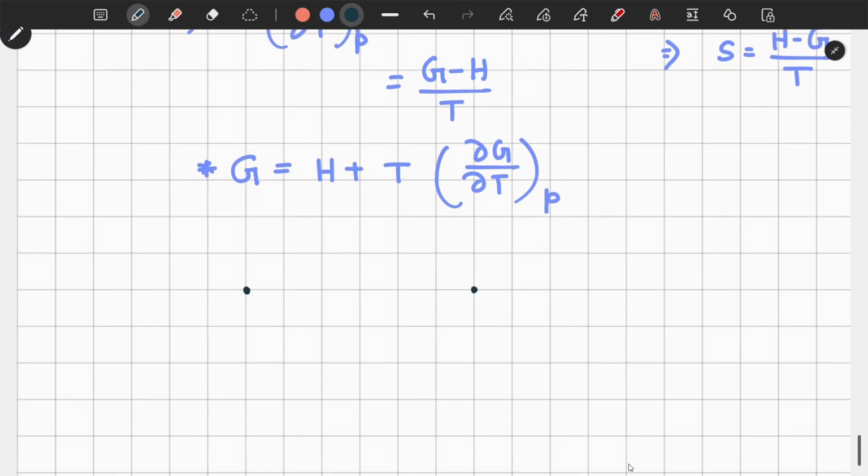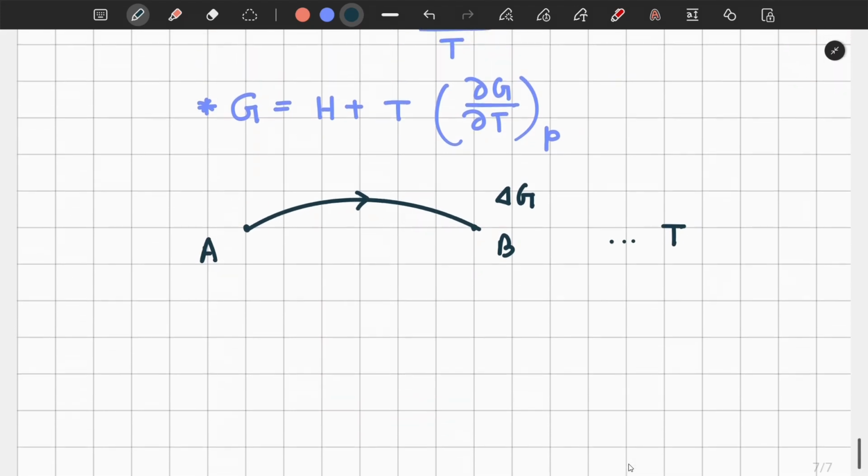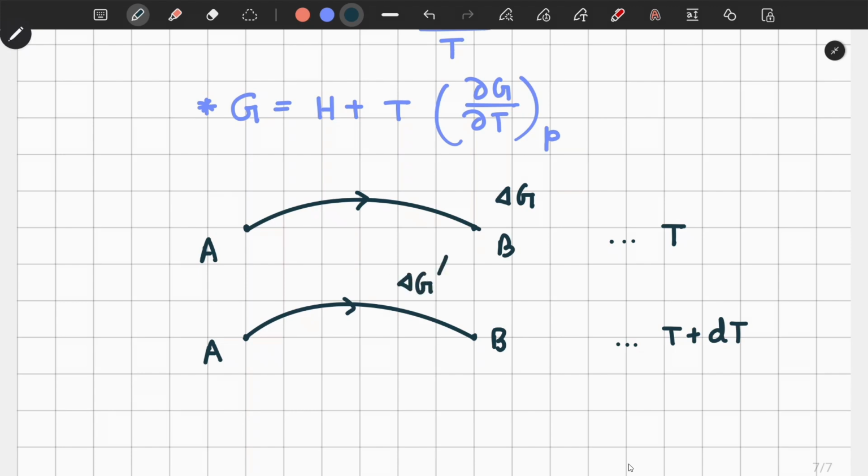Let's say a process is changing A to B, and this change is, let's say, del G, correct? Yes. And this occurs at a temperature T. Now we change the temperature and carry out the same process, and now the temperature is T plus dT. Then surely this will be now del G prime. That will not be the same.